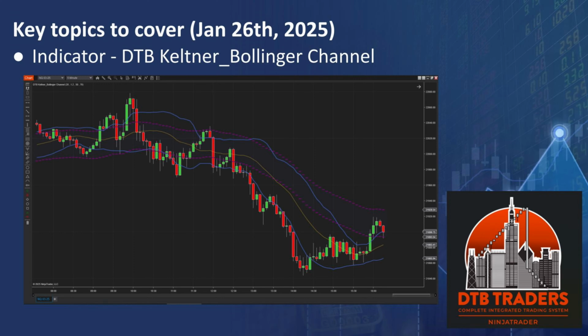So we've got an indicator in our tool suite, and we haven't really discussed this one too much lately, but it's one that really helps with determining chop in the market. So we'll go to our Keltner Bollinger channel, which is this one over here. And I'll just load the default settings, 12, 1.2, 10, 50. So let's just see what that looks like. Okay, so that's what that looks like.